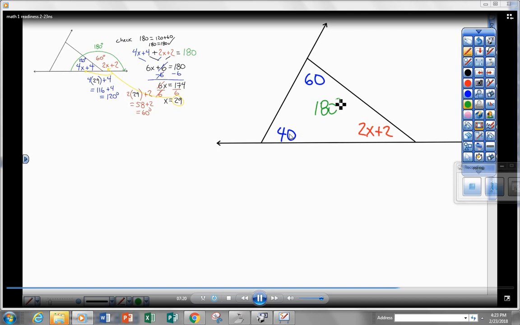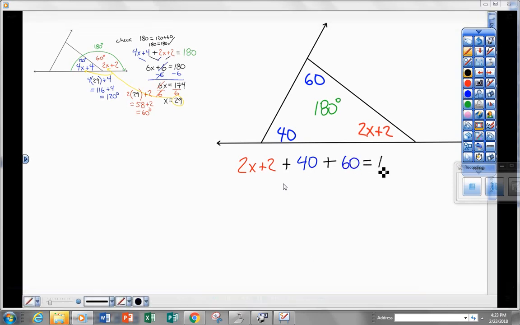All right, the last problem is this one, where I add up all three of these and they all three equal 180. So this 2x plus 2 plus a 40 plus my 60, I'm going to change that to blue, plus 40 plus 60, they all three add up to equal 180.